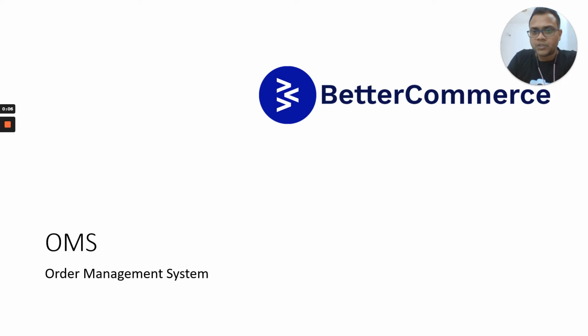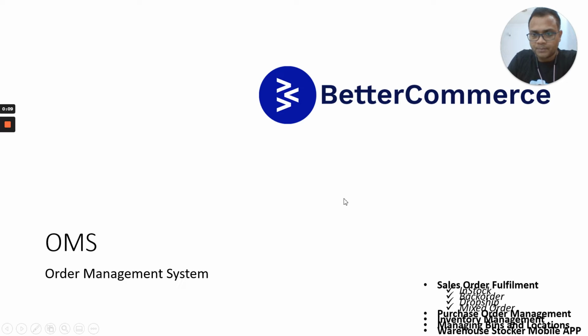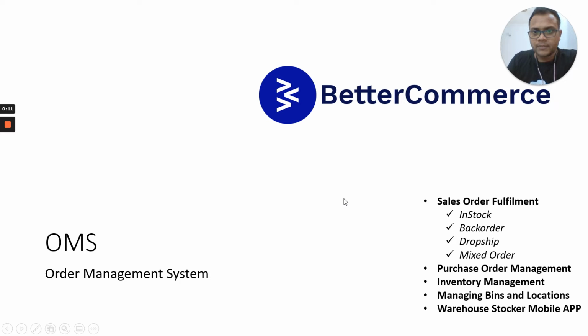OMS is the order management system, and we are going to cover a few elements from here, like order fulfillment, in-stock type, back order, drop ship, mixed order, and we'll see the process of fulfillment by pick, pack, and ship. Then we'll see purchase order management, inventory management, managing bins and locations, and we'll also touch base on the mobile stalker app, which is used in the process of order fulfillment and inventory management.